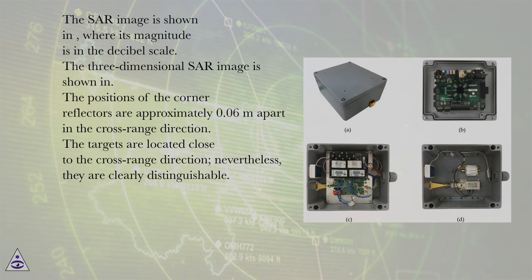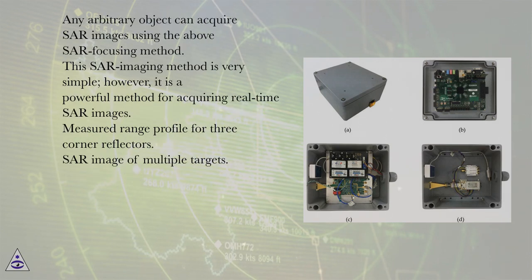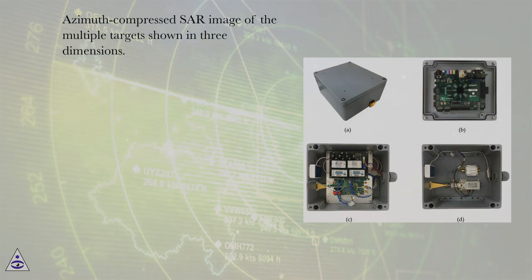The positions of the corner reflectors are approximately 0.06 meters apart in the cross-range direction. The targets are located close to each other in the cross-range direction, nevertheless, they are clearly distinguishable. Any arbitrary object can acquire SAR images using the above SAR focusing method. This SAR imaging method is very simple, however, it is a powerful method for acquiring real-time SAR images. Measured range profile for three corner reflectors. SAR image of multiple targets. Azimuth compressed SAR image of the multiple targets shown in 3 dimensions.